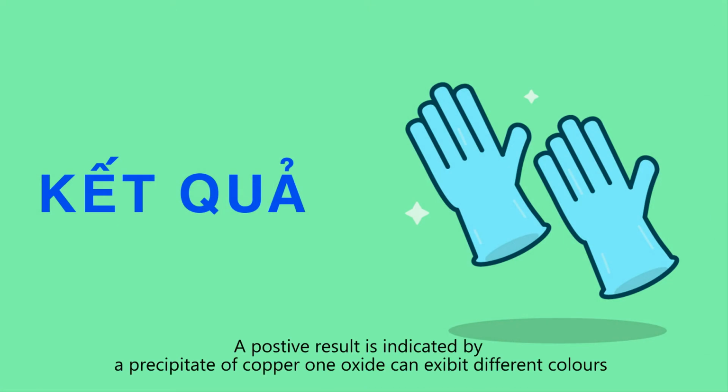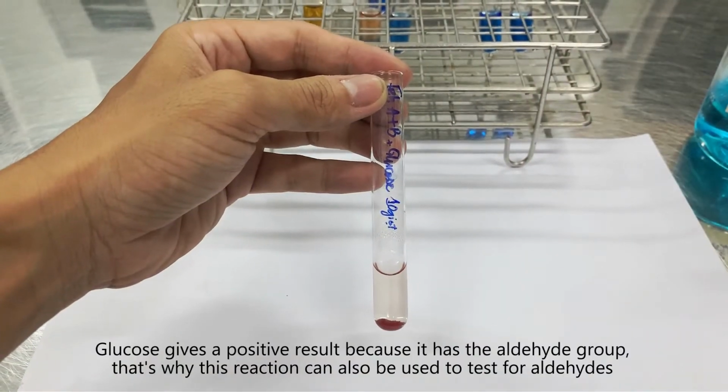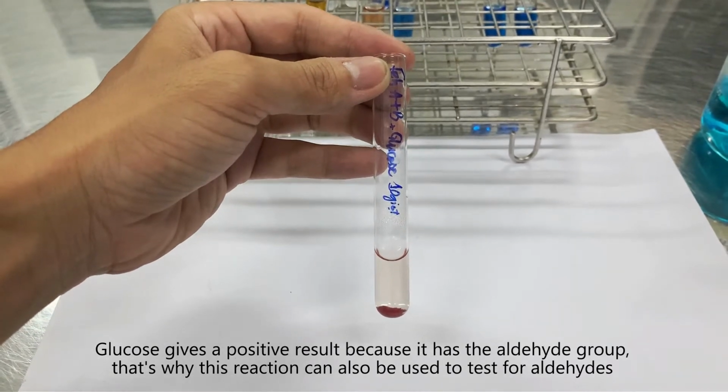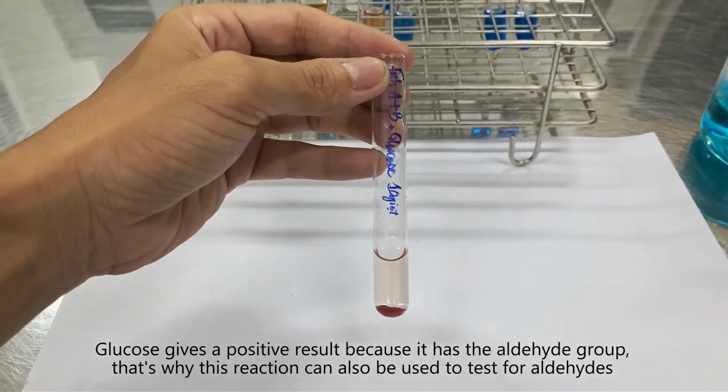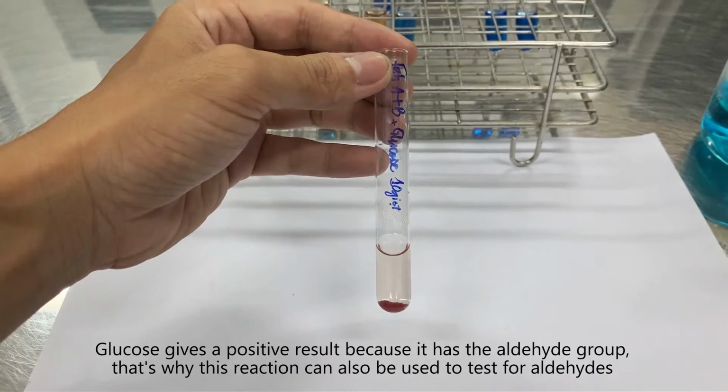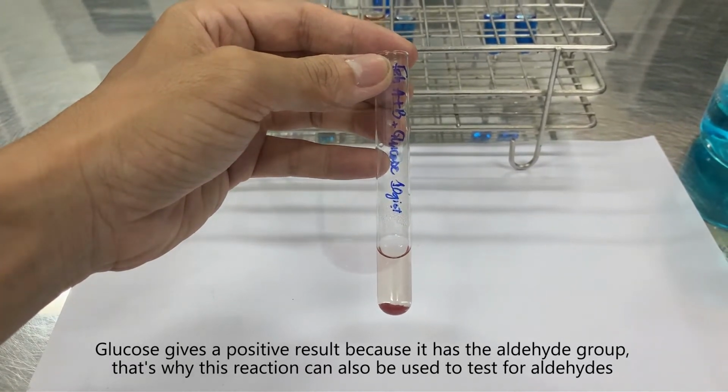A positive result is indicated by a precipitate of copper(I) oxide, which can exhibit different colors. Glucose gives a positive result because it has the aldehyde group. That's why this reaction can also be used to test for aldehydes.